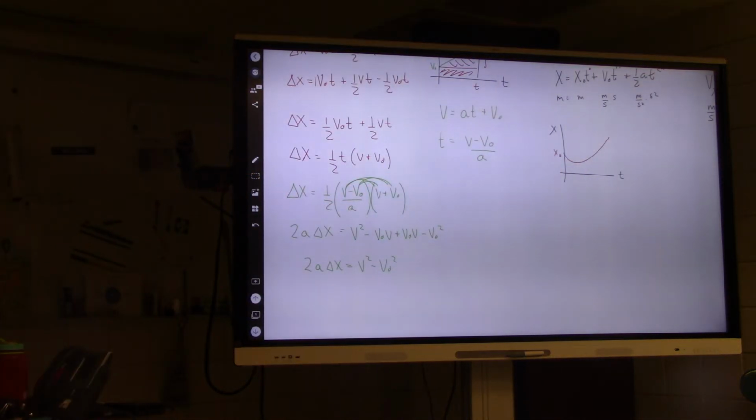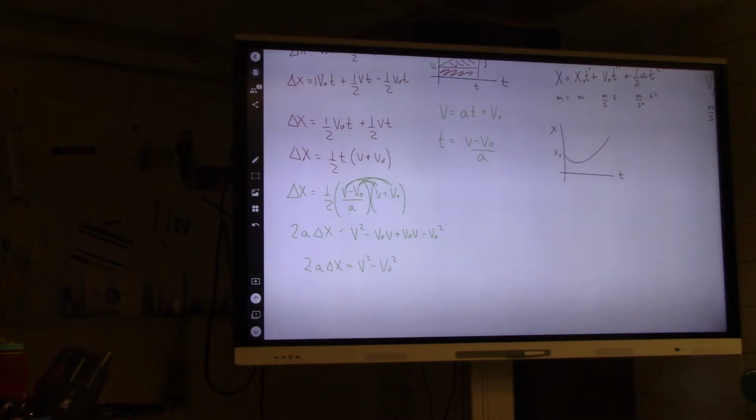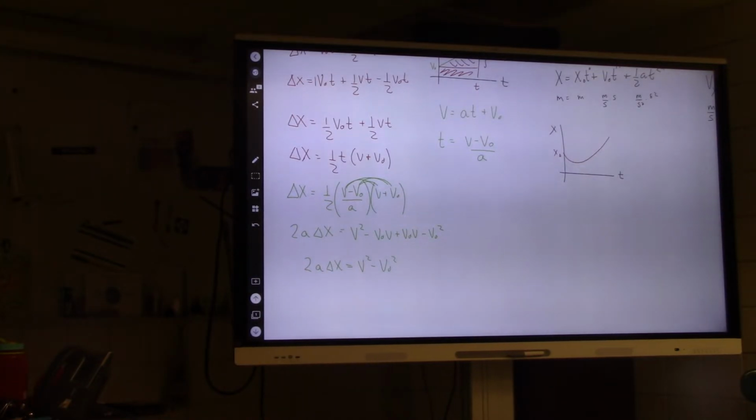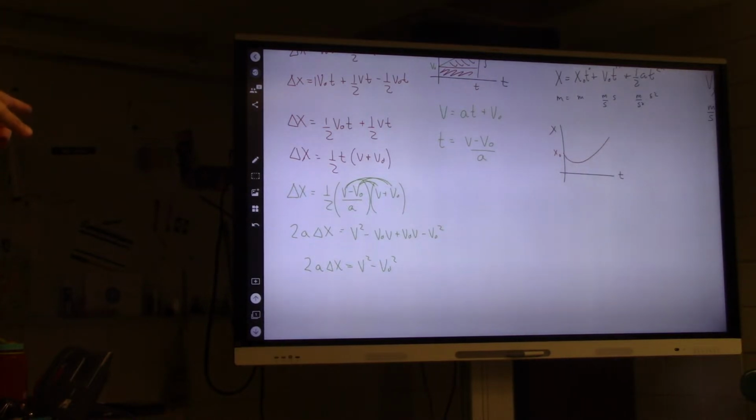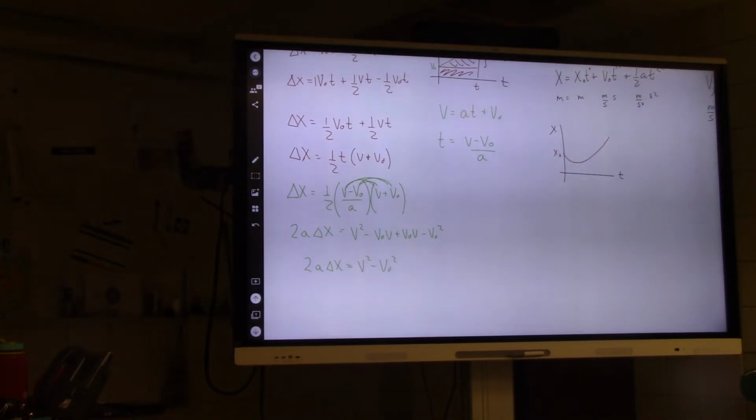I don't know if seeing that derivation is useful to you, but my point is that that's the third equation. And when you're doing a kinematics problem, if they don't give you t and they don't ask for t, use that. Is that cool?